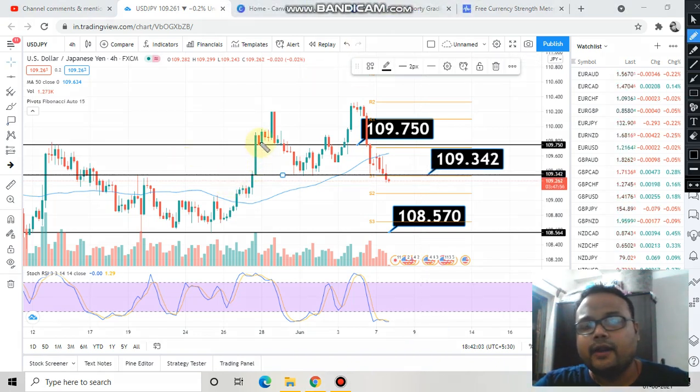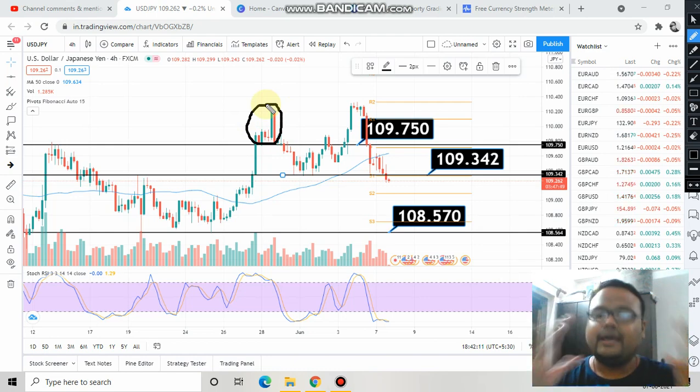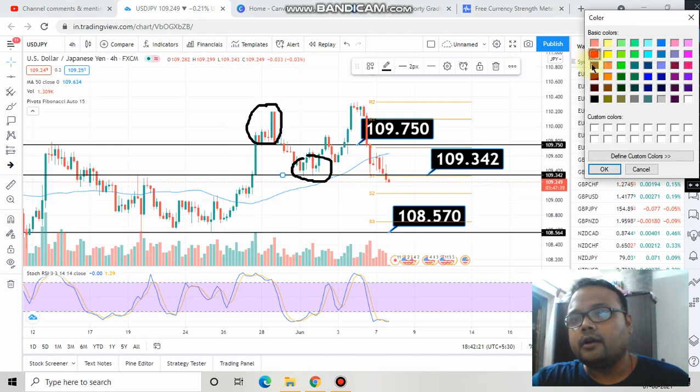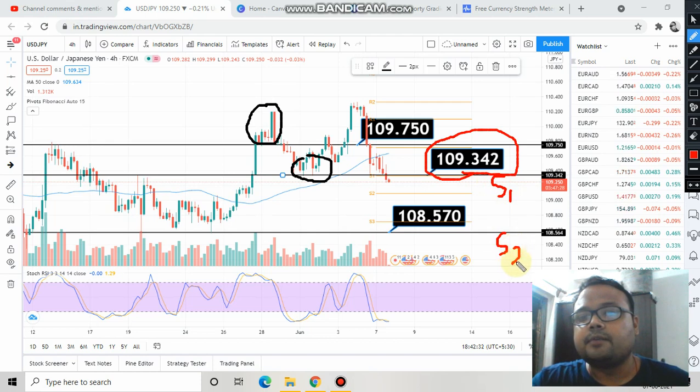Because whenever the market tried to go up, crossed the resistance and tried to sustain above it, ultimately it came down. But whenever it came down, it took support, or tried to take support, at this price level. So there is a good possibility that 109.34 will try to act as support, or provide support to the market. So this is our support 1, and this is our support 2.